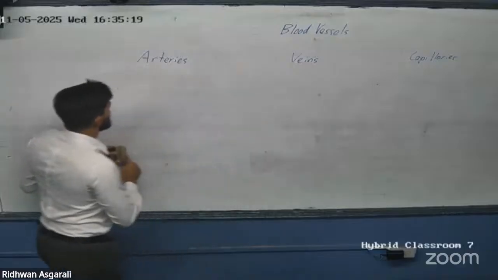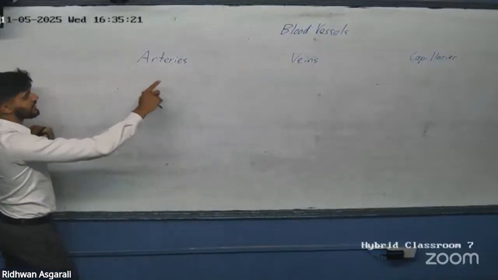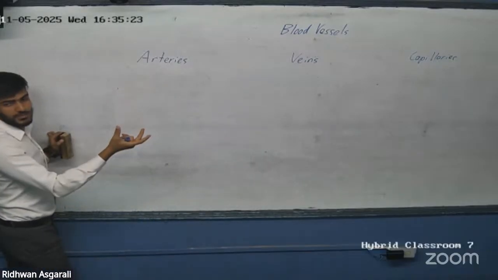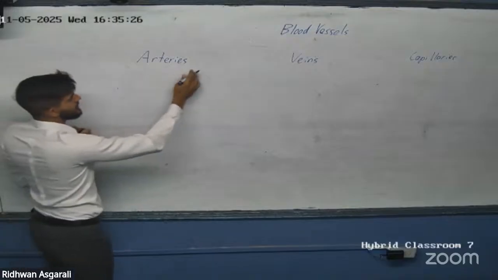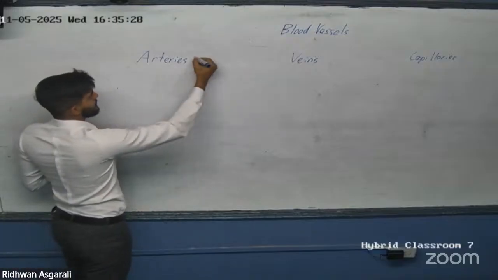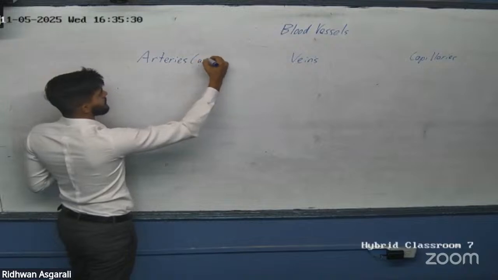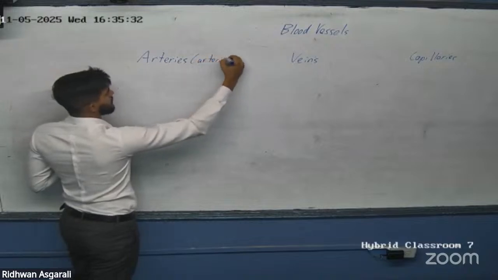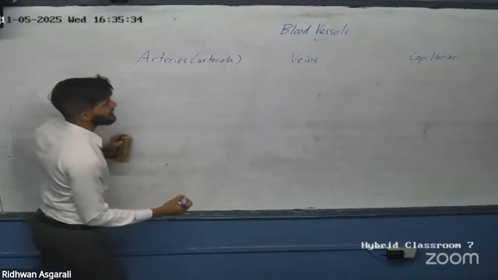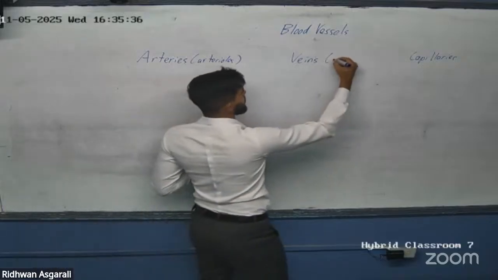Now, the arteries and the veins could branch off into smaller versions of themselves. The smaller versions of arteries are called arterioles. The smaller versions of veins are called venules.